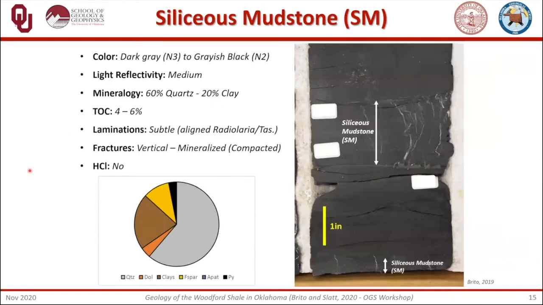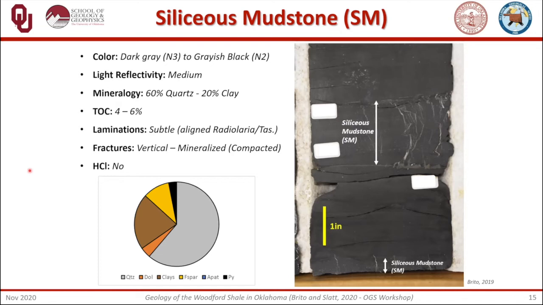So just quick examples of how they look in core. You have the Siliceous Mudstone, which is typically the most common in this core. It tends to have a medium reflectivity and 60% quartz. The TOC is medium for the Woodford. The Woodford can have anywhere from 2 or 3% all the way up to 16 or 17% in outcrops where it's immature. But here you have 4 to 6% in this rock, which is in the oil window. In this one you have aligned radiolaria and Tasmanites, but the fractures tend to be bounded within that specific unit.